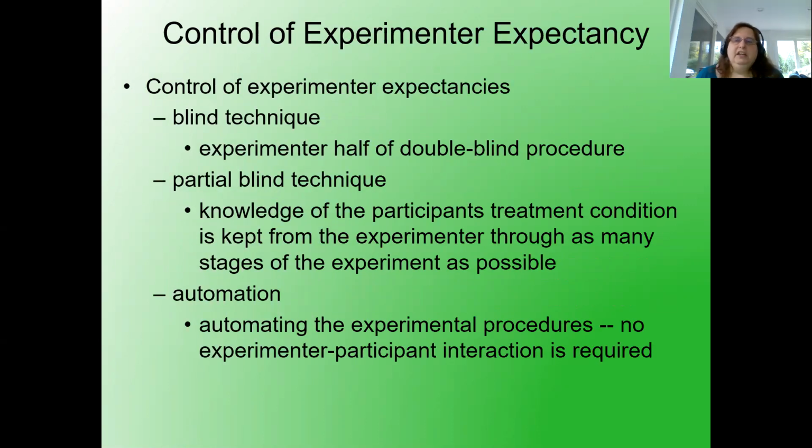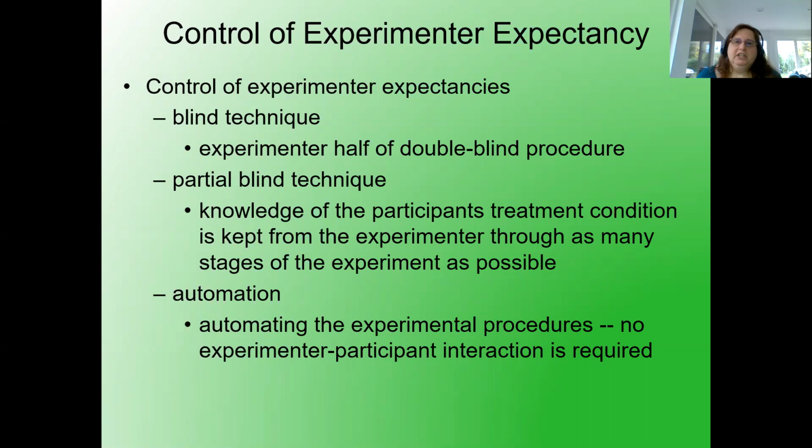And then finally, I want to talk to you about control of experimenter expectancy. What about the experimenter? What about their expectations? What about that influencing how the study will go, whether this is intentional or not? Okay. A blind technique, we talked about the double blind. Well, the single blind technique or blind technique is the experimenter half of the double blind procedure, okay? You could use it to refer to, as I mentioned before, just the participant being blind, but it's more often used for the experimenter half of the double blind procedure.